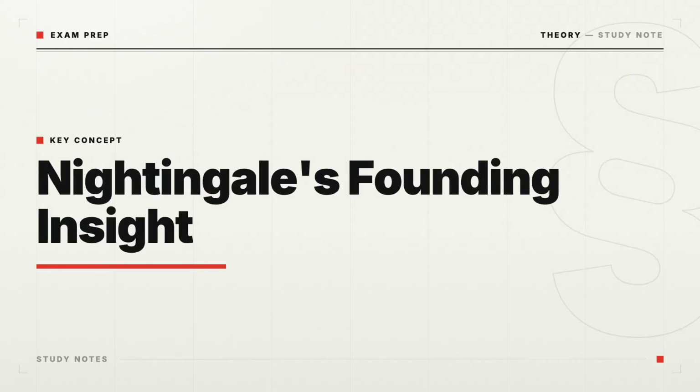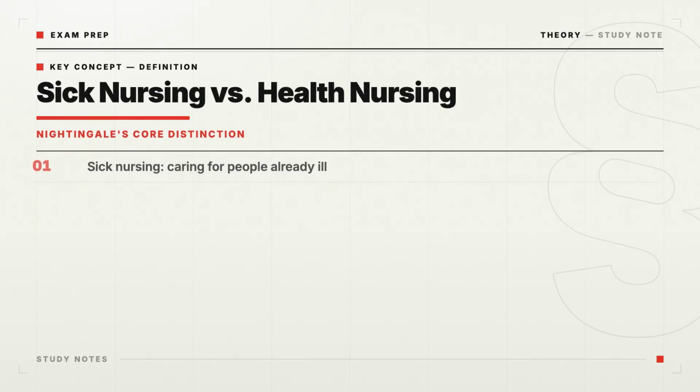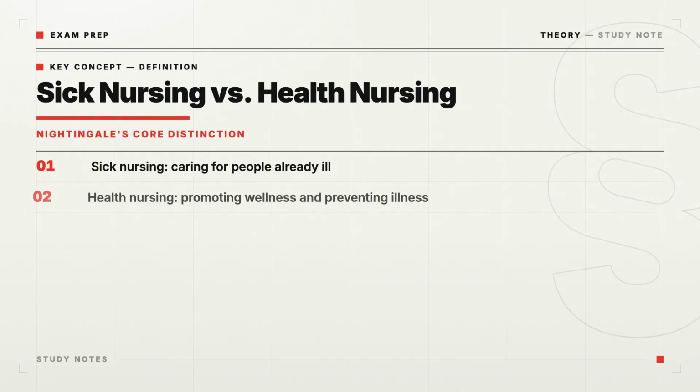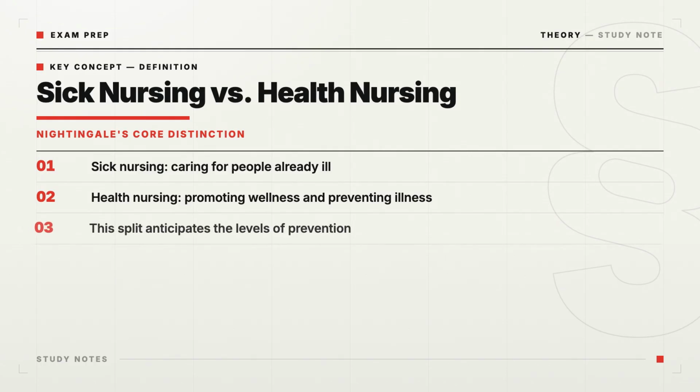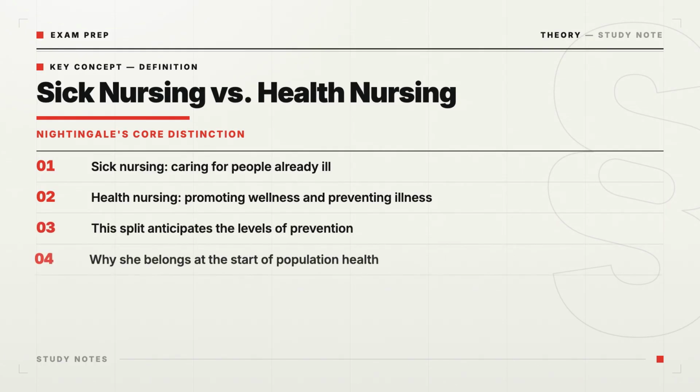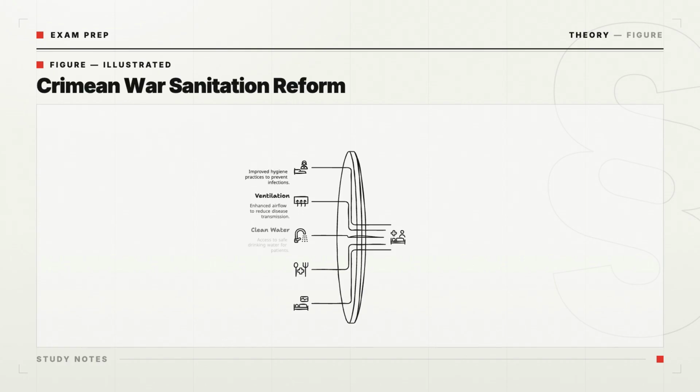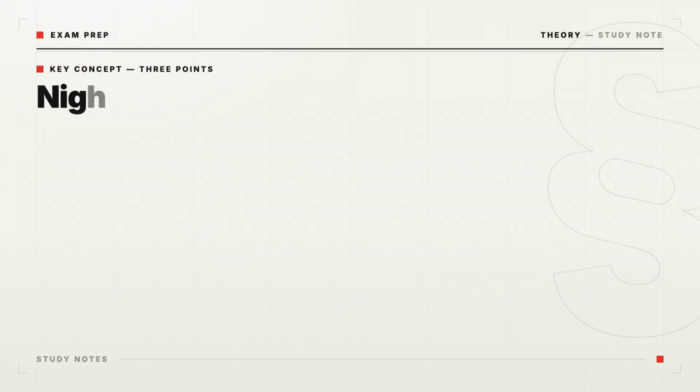Long before public health had its modern vocabulary, Florence Nightingale drew a distinction that still organizes the field today. She separated sick nursing, the care of people already ill, from health nursing, the promotion of wellness and prevention of illness. That distinction anticipates the entire logic of levels of prevention we use today. In the Crimean War, her real contribution was environmental and statistical. She attacked sanitation, ventilation, clean water, nutrition, and rest, then documented the drop in mortality with careful records and graphs that made the case impossible to ignore.